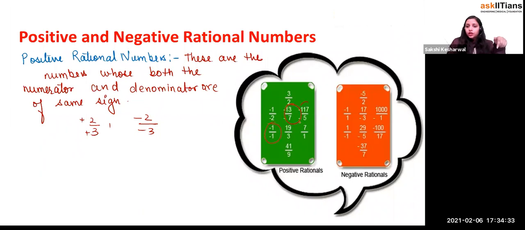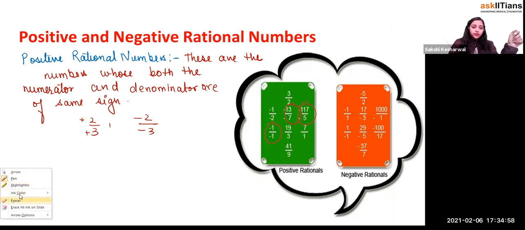Can you see over here? These have the same sign, positive numerator and positive denominator. Later on, you will be learning that negative into negative is positive, and these are basically the definitions given. So we say positive rational numbers are the numbers whose numerator and denominator both have the same sign, right? You can see the examples over here.